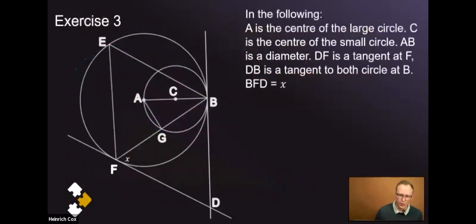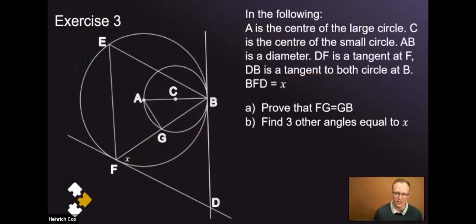Okay, so then we can go on to our final exercise, right? Exercise number 3. And here we've got this lovely, beautiful rider where A is the center of the large circle. So we've got a big circle there, and A is the center of that circle. And then C here is the center of the small circle, right? AB is the diameter of the small circle, and DF is a tangent at F, so here's a point of tangency to the large circle. And then DB is a tangent to both circles at B, so it's a tangent to the small circle as well as to the large circle.